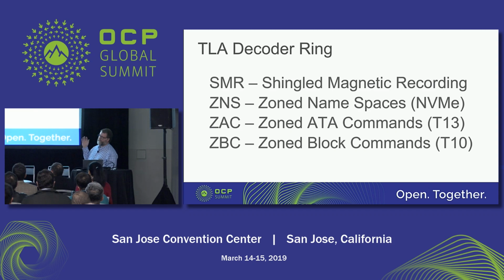And so when you talk about SMR, there's two flavors of the protocols, on both SATA and SAS. So you have ZAC for SATA drives, and you have ZBC, or Zoned Block Commands, for SAS drives. And I think I actually talk about that again on the next page.